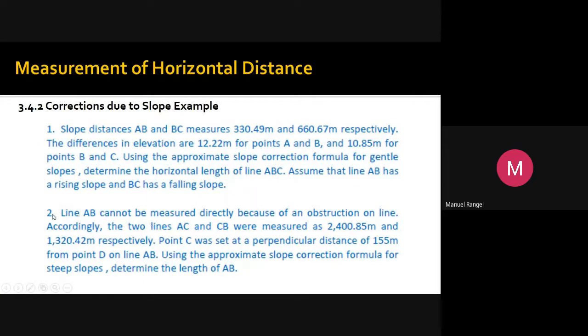Okay, for problem number 2, that would be part of your assignment. Correction due to slope number 2. 991.21 meters using the Pythagorean theorem, Jeselito. Yes, sir. Okay, so it is the same? 991.21. So there is a slight difference. Okay, so that is part of assignment number 2.